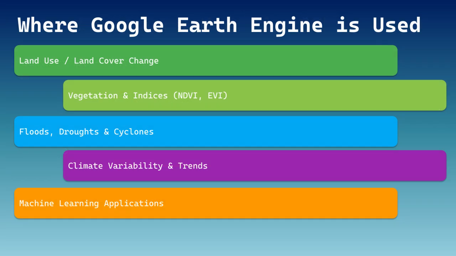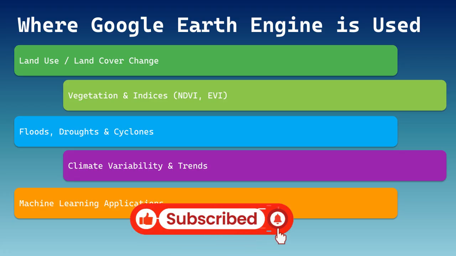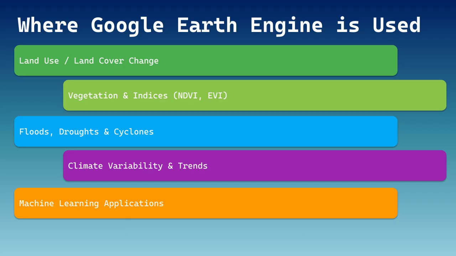Google Earth Engine is used in a wide range of applications. It is commonly used for land use and land cover change analysis, vegetation monitoring using indices like NDVI, and surface temperature studies. It is also applied in disaster studies such as flood mapping, drought monitoring, and cyclone impact assessment. Google Earth Engine also supports machine learning models. This includes classification tasks such as land cover mapping as well as regression and prediction problems. Algorithms like random forest and CART are commonly used, along with tools for accuracy assessment and feature importance analysis.